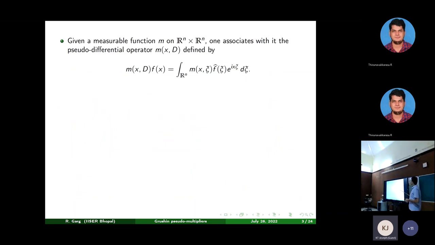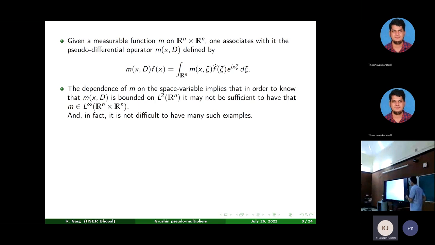So now the formal definition: given a measurable function on Rn cross Rn, we define the pseudo-differential operator in this manner. Now you see, if x is not there, if my symbol function M is only depending on xi, that's exactly the operator T_M that I was writing in the previous slide, where you multiply M(xi) f-hat(xi) and invert it back. But now we are creating the dependence of the symbol function M on the space variable x as well. Now that comes with some price.